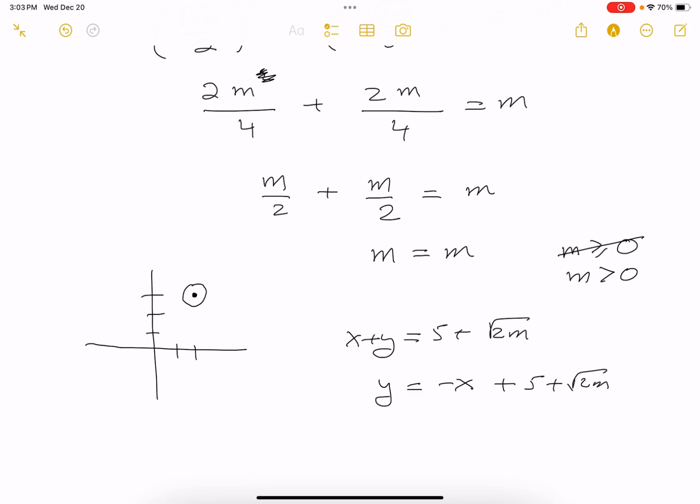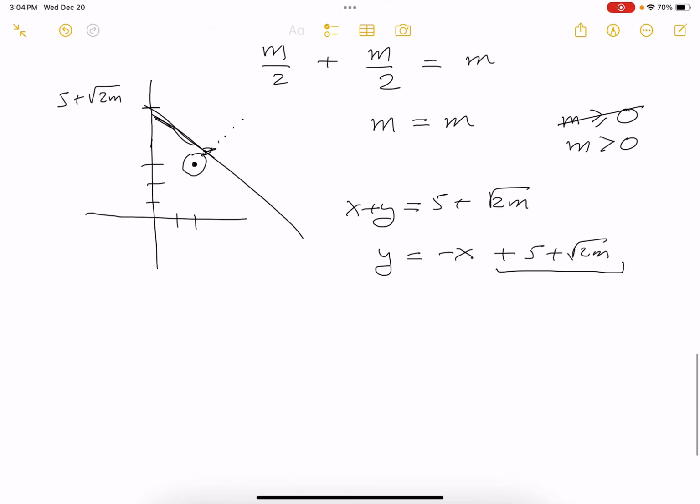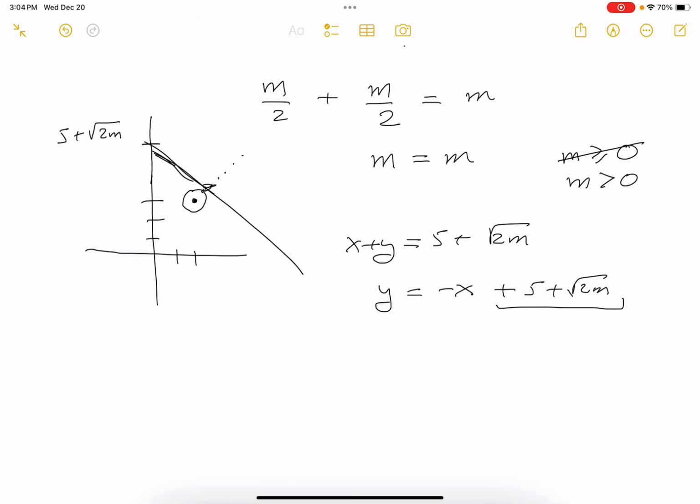All right? So what do we have over here? We definitely have a negative slope, and we have a y-intercept. Well, let's think about that now. The y-intercept here is that number there, and that's going to be 5 plus root 2m. So it's going to be up here somewhere, and it has a line that goes down like this over here. But what I'm starting to realize is that there's going to be an infinite number of tangent lines. The circle gets bigger and bigger, an infinite number.